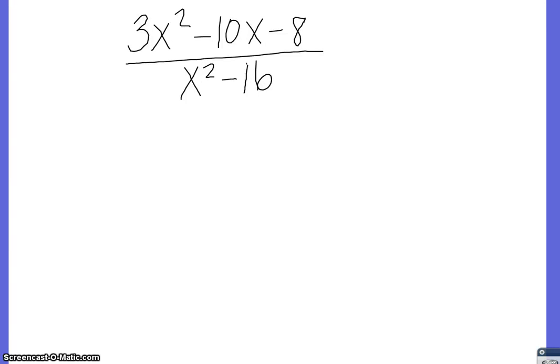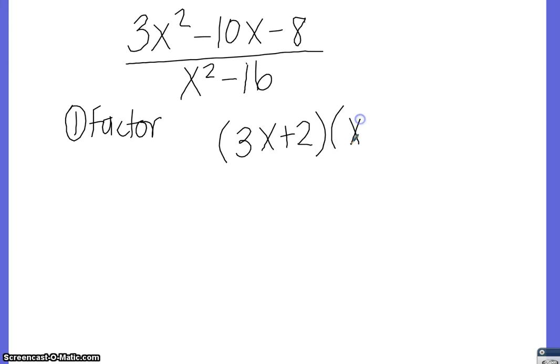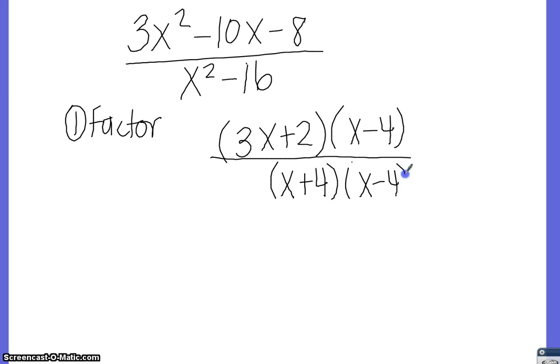Before I can actually answer any of these questions and graph it, I need to factor. So remember, my step number 1, I'm going to factor. If I factor my numerator, I'm going to have a 3x plus 2 and an x minus 4, and that's all over, remember, my denominator is called what? That's right, a difference of squares. So I'm going to have an x plus 4 and an x minus 4. Now that I have factored, we can follow the steps that are above my example.